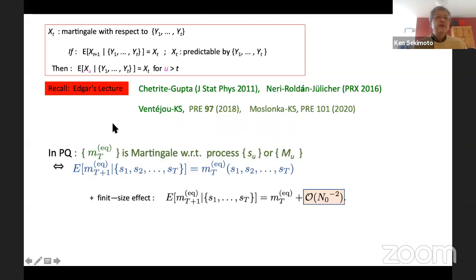So I recall Edgar's lecture on the first day. If I don't misunderstand, the Martingale process xt with respect to, in general, another process yt, is that if the next future expectation value of x, given the process up to now of yt, is equal to the actual value of xt, I say xt is a Martingale. So it is supposed that the value of xt is predictable precisely by the history of yt up to now.